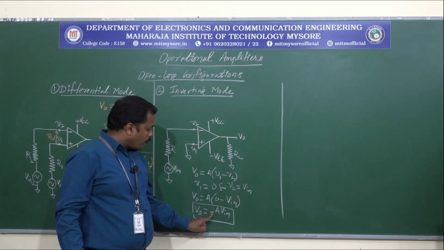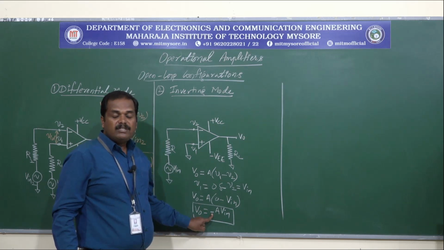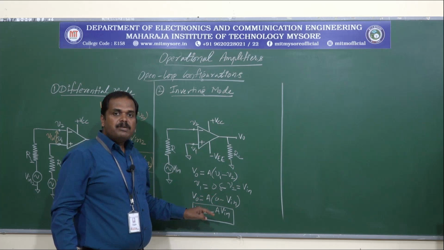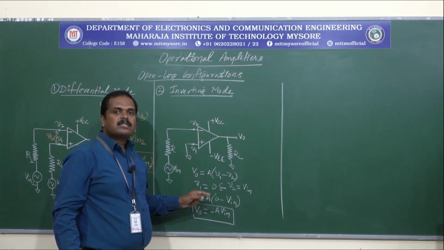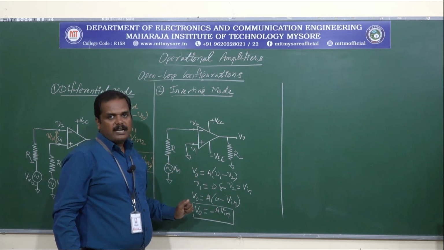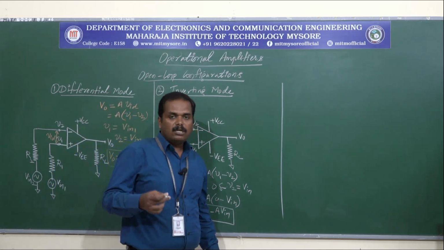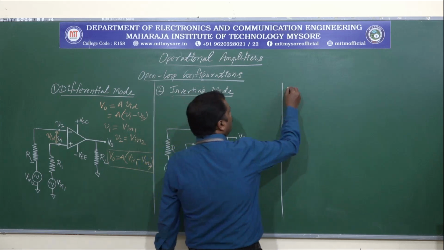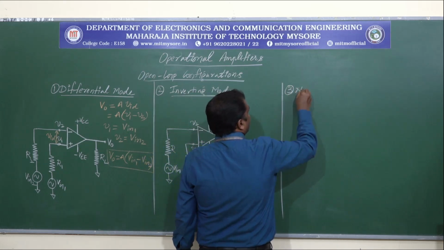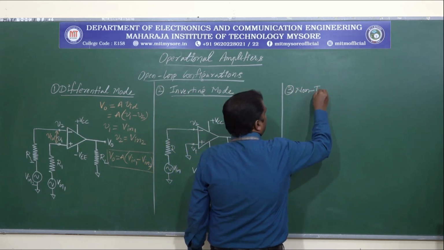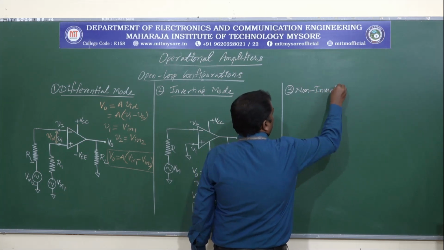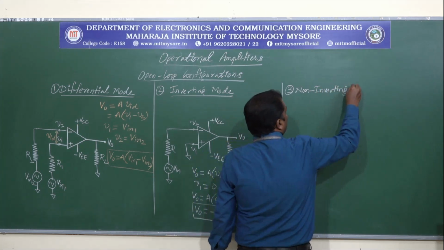So here at the output we have a negative sign which indicates that the output will be 180 degrees out of phase compared to the input signal. So this is inverting mode operation. Now let us get into the third mode, that is non-inverting mode operation.